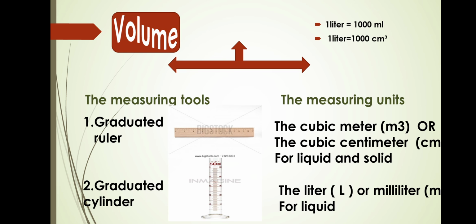So when we try to measure the volume of a book, we can use a graduated ruler and the unit will be centimeter cube. And if I want to measure some milk, I will add it in this graduated cylinder and take the reading, and it will be in liter, milliliter or centimeter cube.